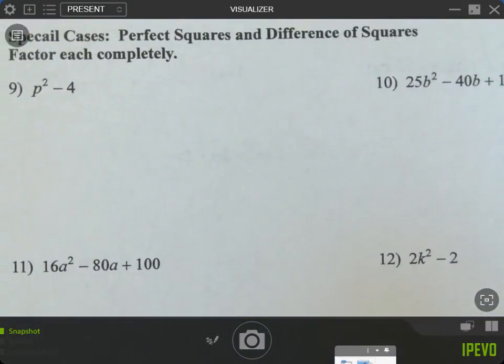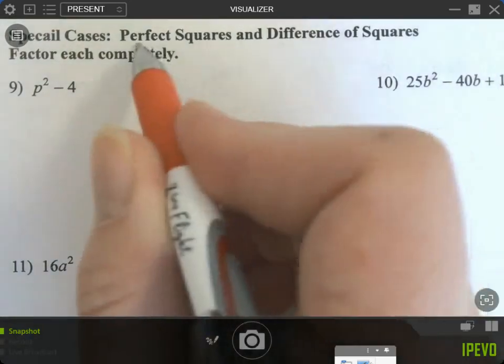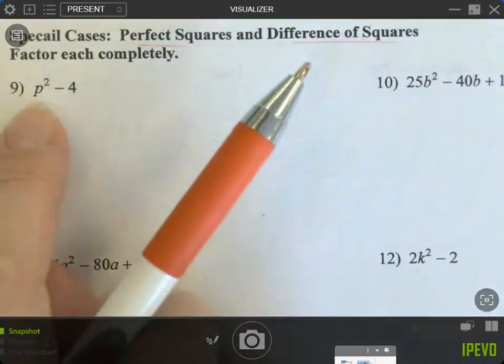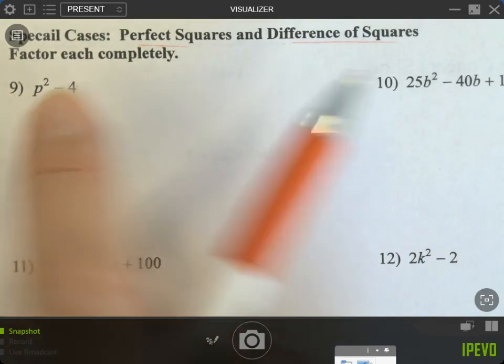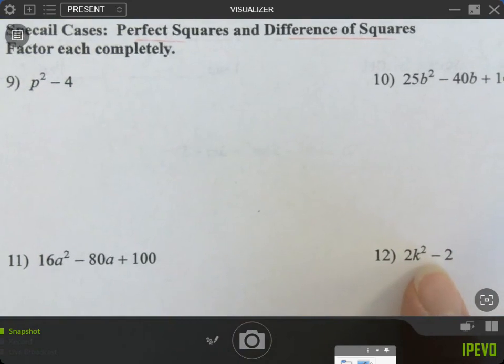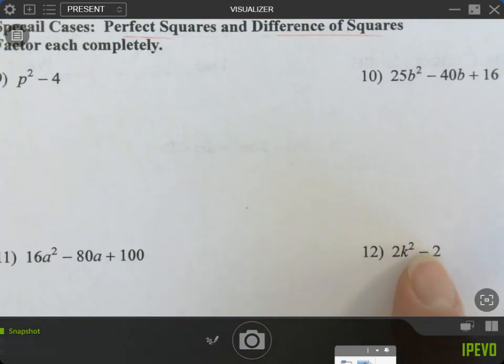When we look at these special cases, what sticks out to me are perfect squares and difference of squares. There's only 2 terms here, and it has a minus sign, so I'm looking at a difference of squares. There's only 2 terms here, and I'm looking at a minus sign, but they're not perfect squares, so I have to deal with that.